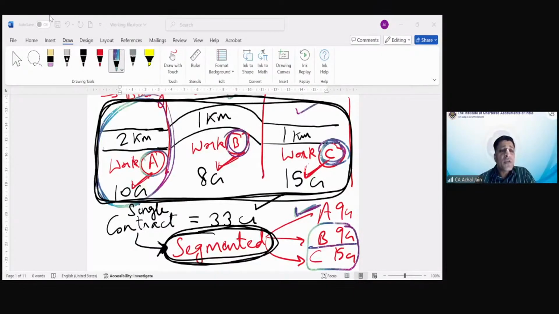Okay, so Tanya is asking, what is the criteria for segmentation? The criteria is again the same. First of all, you will have to find a contract which has various activities, various works, various performance obligations. You'll have to find out whether all of these activities are interlinked, interdependent or not. If they are not interlinked, if they are independent, that's when you will segment the contract into various activities, all those activities which are not interlinked. So that's the criteria. So that's how you'll be required to approach that.